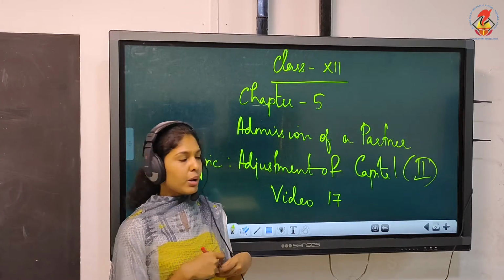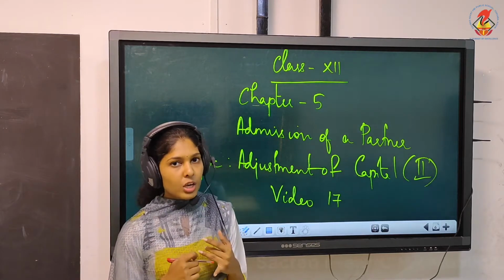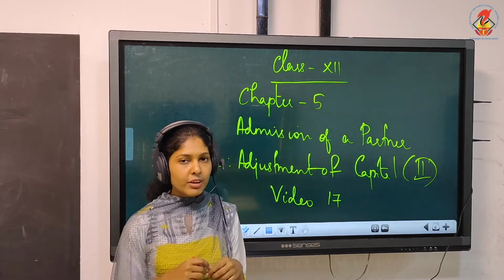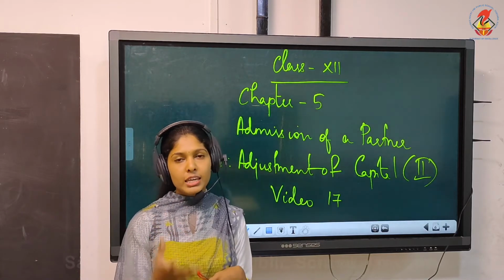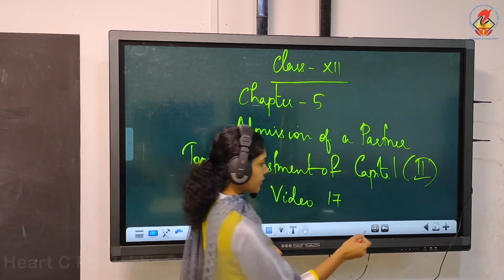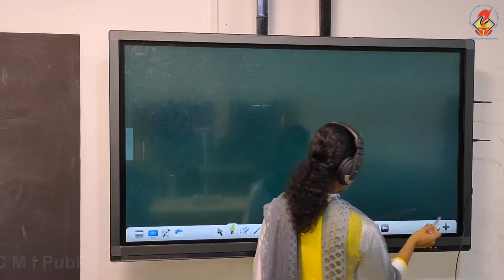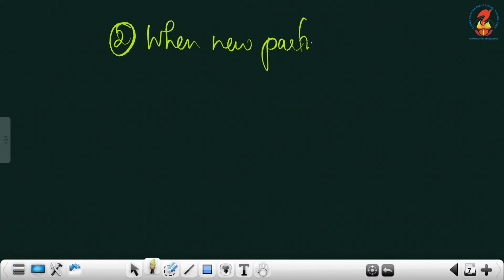We were discussing this adjustment of capital. Method 1, we already discussed how we identified method 1 when the new partner's capital is given in the question. So now we'll discuss the second method of adjustment of capital. Only two methods we have. The second method is when the new partner's capital is not given.